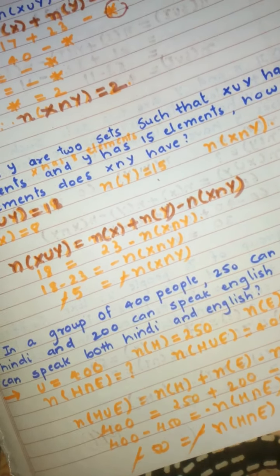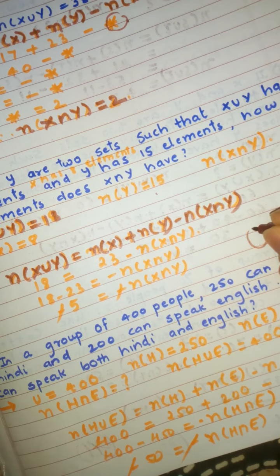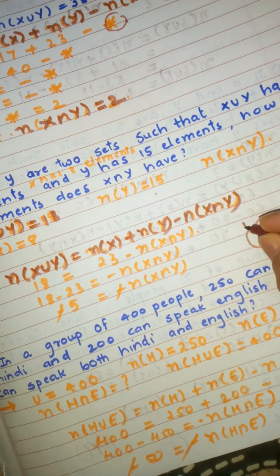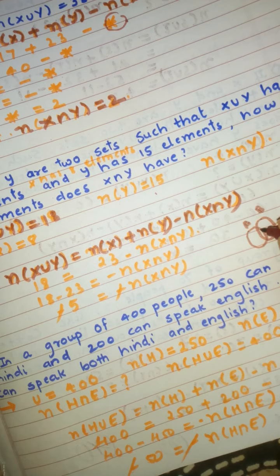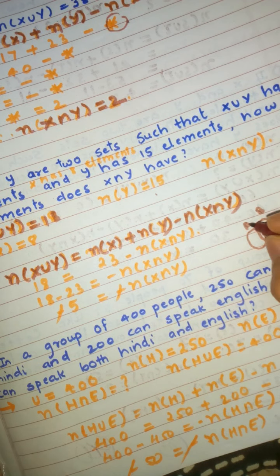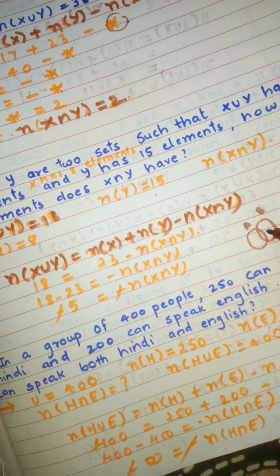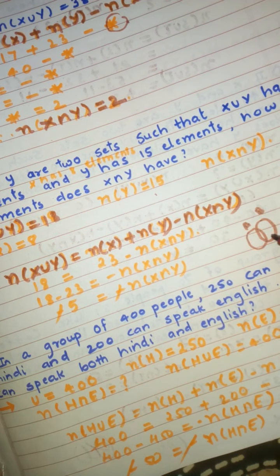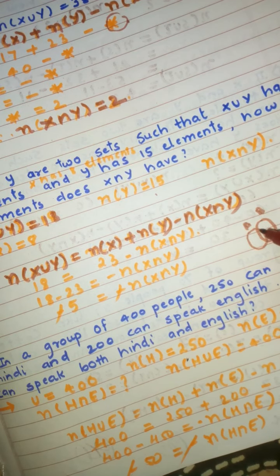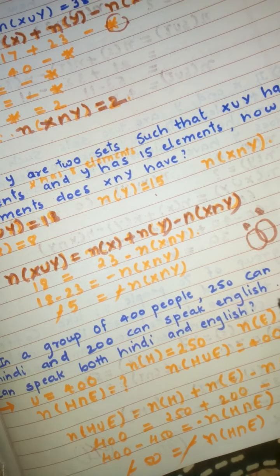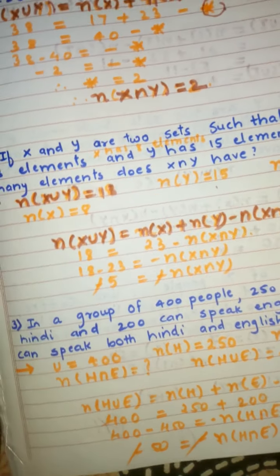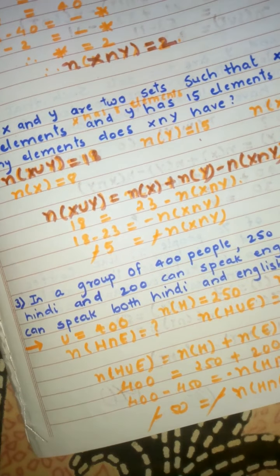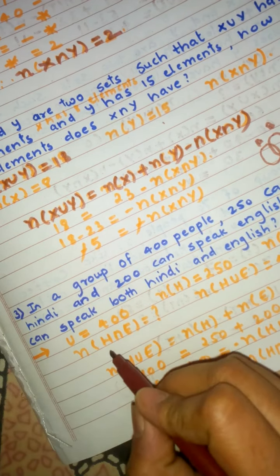That means what they have asked, suppose we have a Venn diagram like this, with set A and set B. We know that this portion consists of elements from both set A and set B. If we take set A as Hindi and set B as English, they have asked us to find who are the people who can speak both languages. That means we have to find the common area, the intersection of Hindi and English. So in this question we have to find the number of people who can speak Hindi and English, that means the intersection.